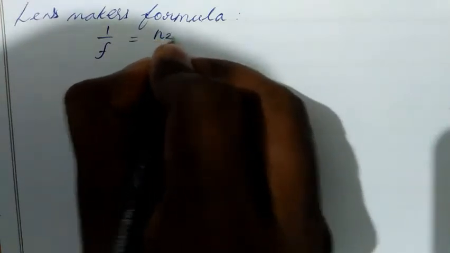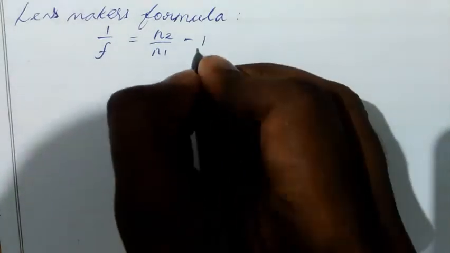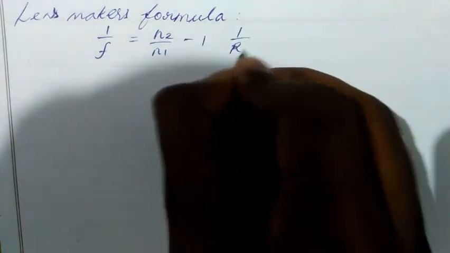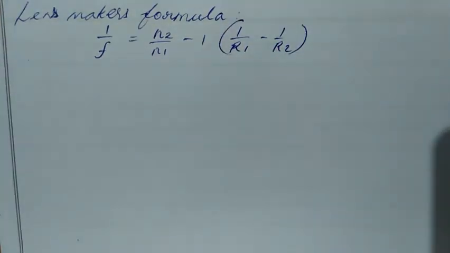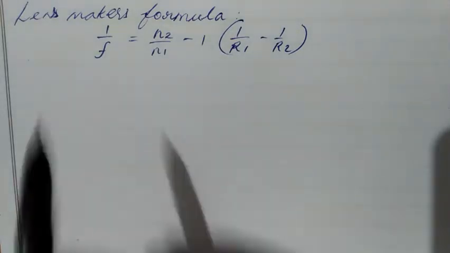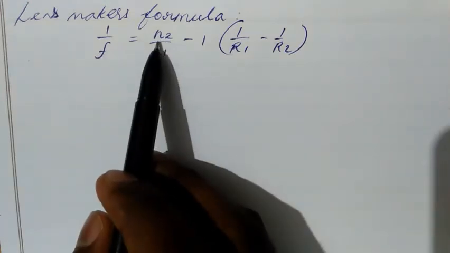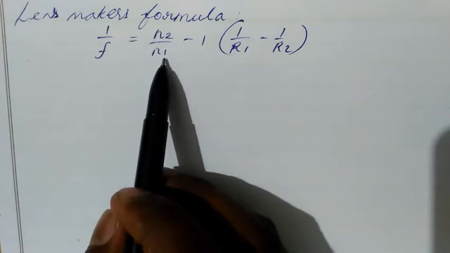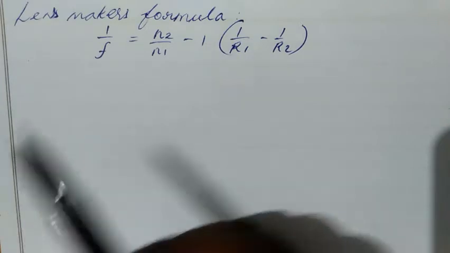The formula is 1 by f equal to (n2 by n1 minus 1) times (1 by r1 minus 1 by r2). So this is the Lensmaker's formula, the lens formula. Here f means focal length, n2 is the refractive index of the lens, and n1 is the refractive index of the surrounding medium. In most cases we take the surrounding medium as air, sometimes it may be water.